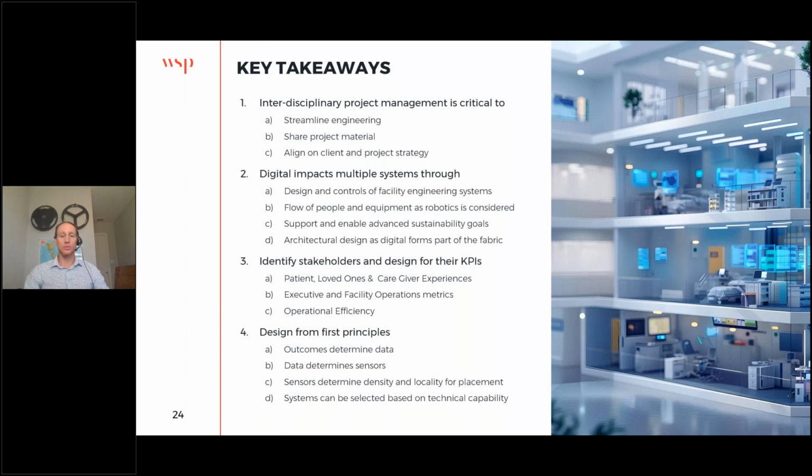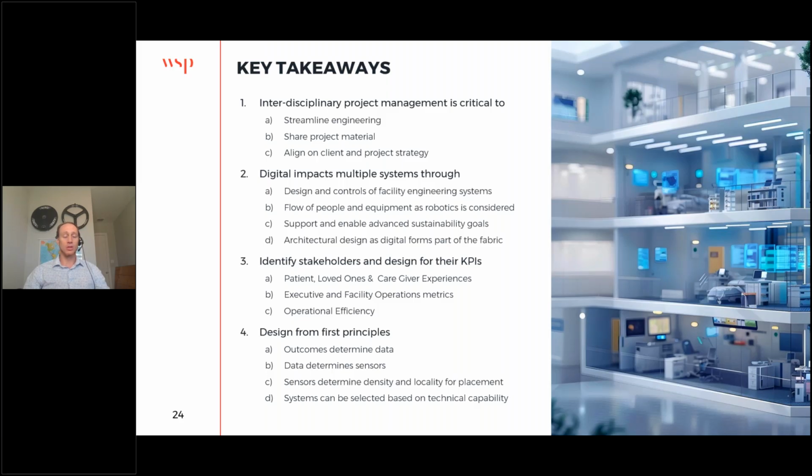So to recap, the key takeaways from that specific project that I referenced, as well as broadly speaking from this space, is the importance of interdisciplinary project management. So being able to share data, design data, outcomes, and observations across the MEP, fire, structures, architectural, etc. teams. It's understanding that digital impacts not just your traditional technology systems, so it's not just your nurse call and your security systems, but really starts to impact metering, single line design, duct routes, equipment selection, etc.